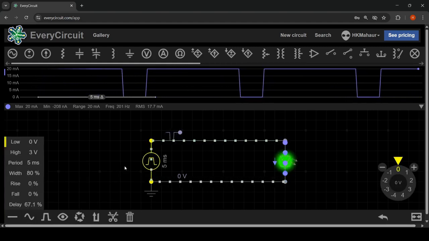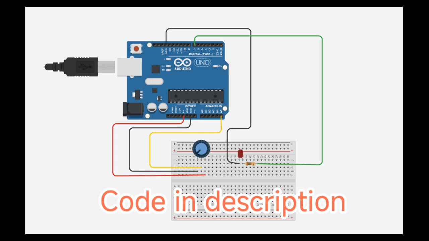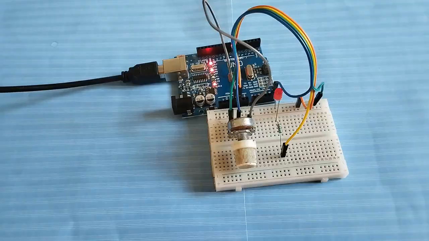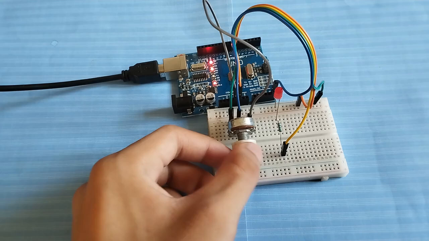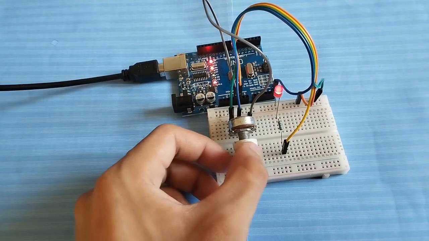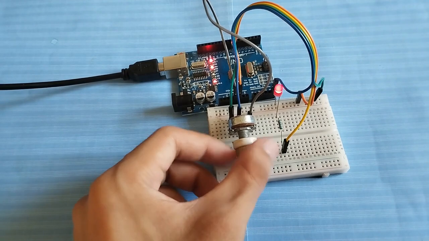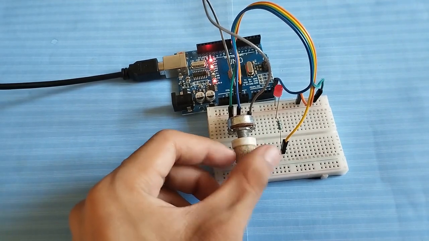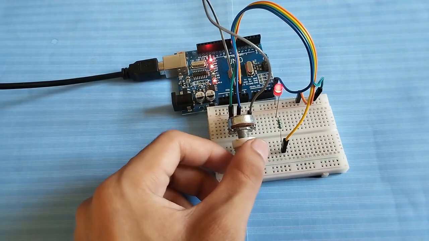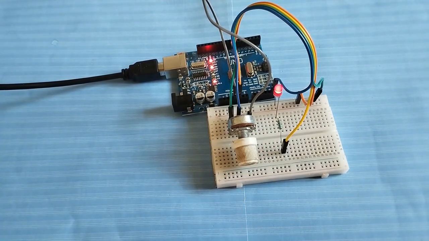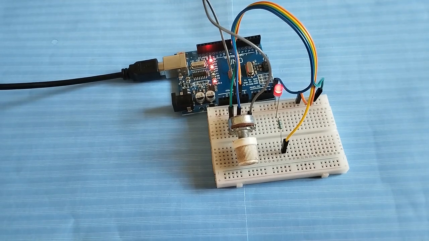Now let us move on to the practical demonstration using the Arduino. This is a practical demonstration of a PWM signal using a potentiometer and an LED. If I rotate the knob of this potentiometer in one direction, you can see the brightness of the LED increase. If I rotate the knob in the opposite direction, the LED brightness decreases. But you can see some delay in the brightness level as I rotate the knob. This is because most potentiometers are not able to exactly map the brightness values to the LED.